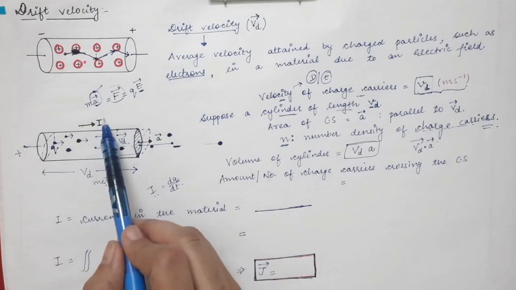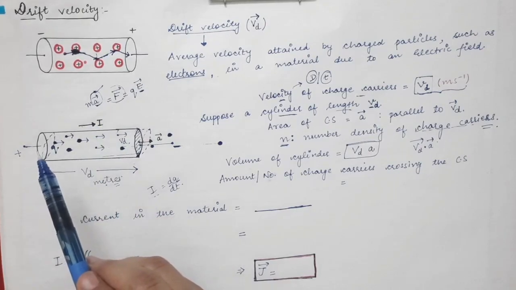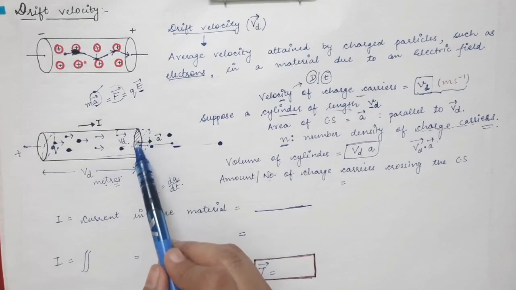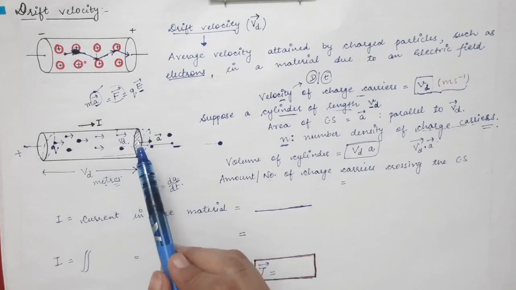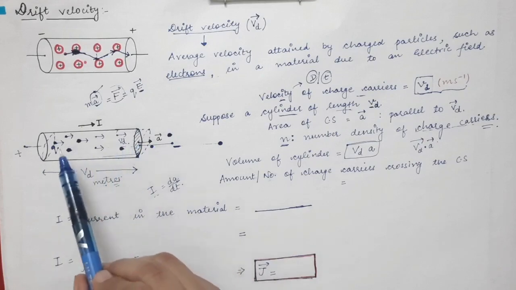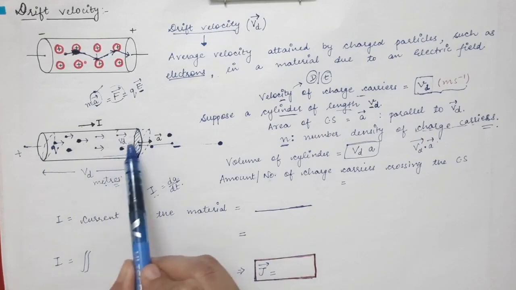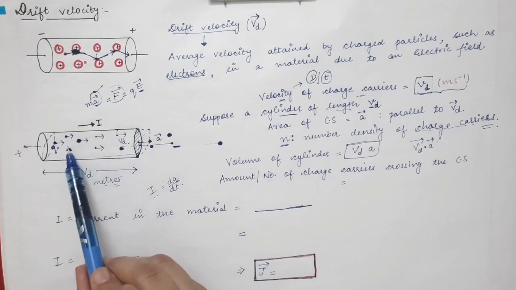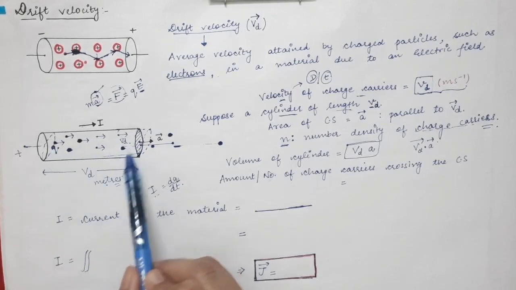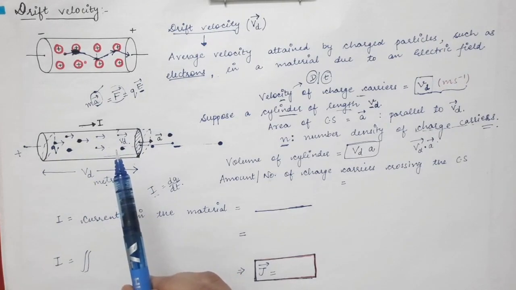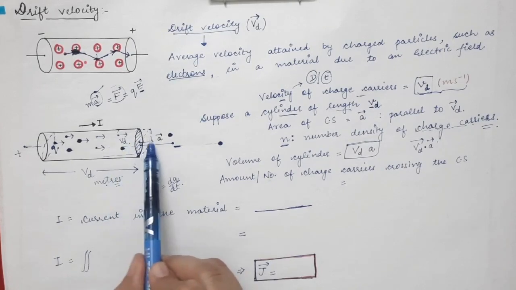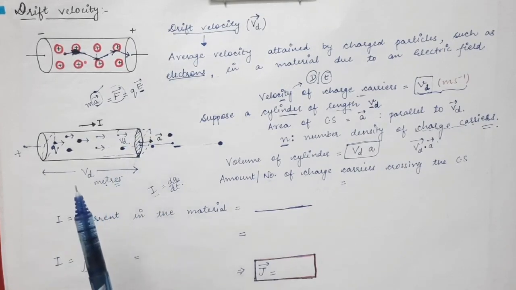So first of all, we want to find the amount of current. The amount of current is the amount of charge which is crossing a surface in unit time, or you can say in 1 second. So the amount of charge will be nothing but the total charge present on all the charge carriers in this volume of the conducting material. That amount of charge will definitely cross this surface in 1 second.